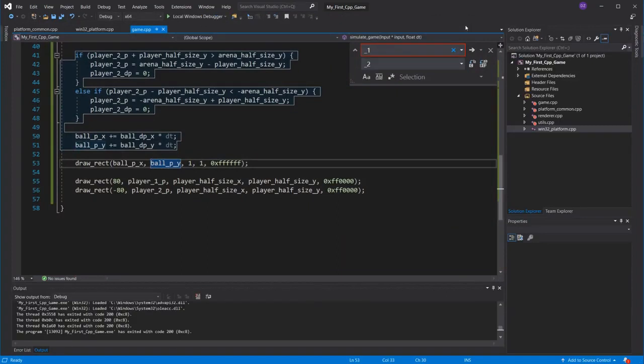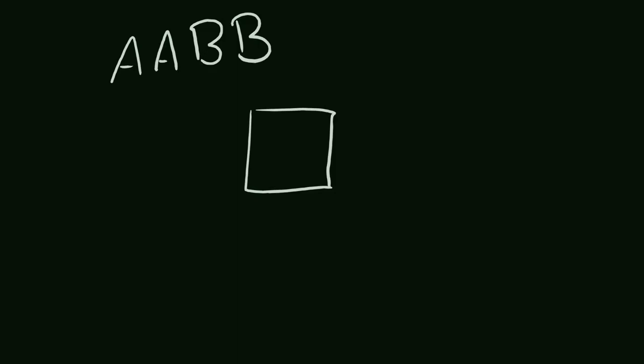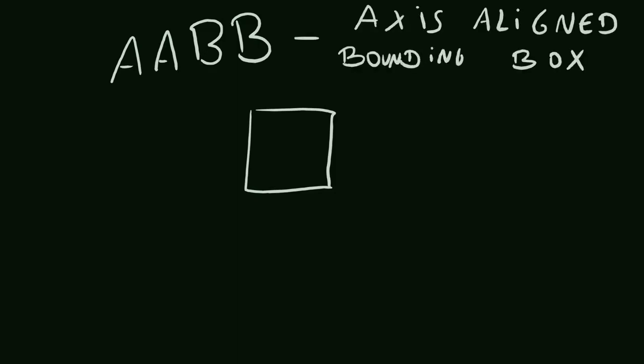So for the ball, we'll have to do a more complicated collision, one that will consider both shapes' sizes and the x and y axes. This shape is called an AABB, which stands for axis-aligned bounding box. It's simply a box that is not rotated. It's aligned to the coordinate axes. So we want to test an AABB versus an AABB collision.